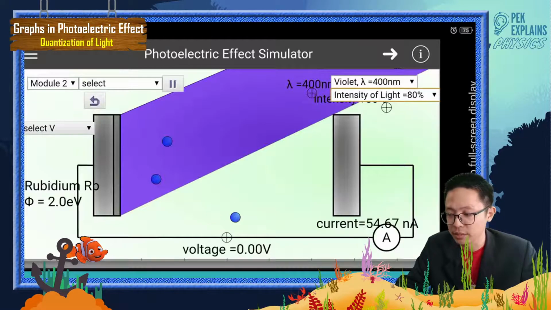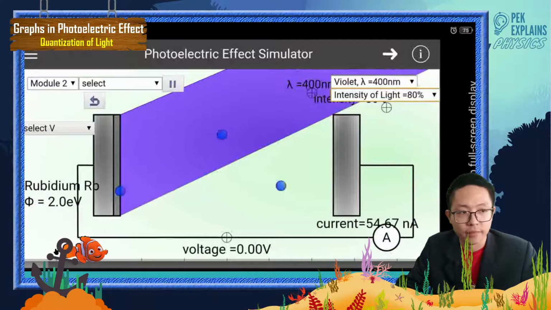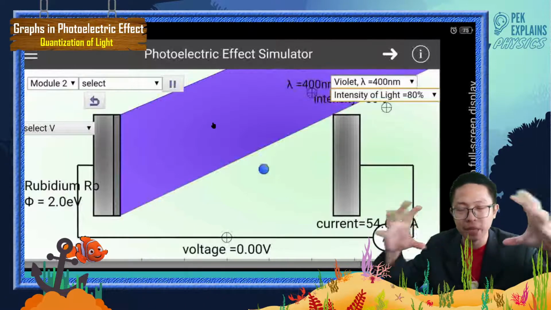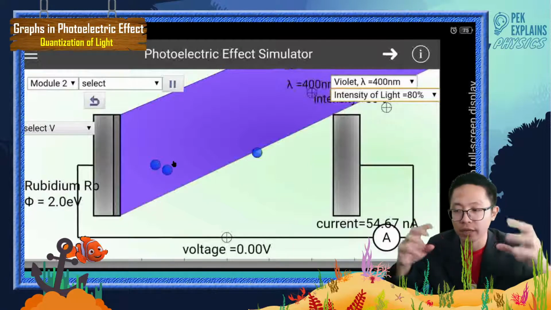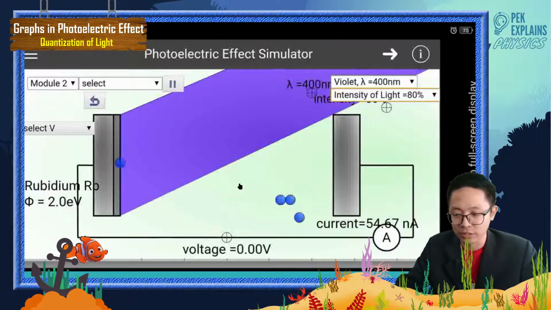Let's look at this simulation. See how fast the electron is ejected? Very fast, very high velocity, isn't it? Because this violet light has high frequency, and the photon is a very big packet of energy. So the electron absorbs a lot of energy and ends up with high kinetic energy.